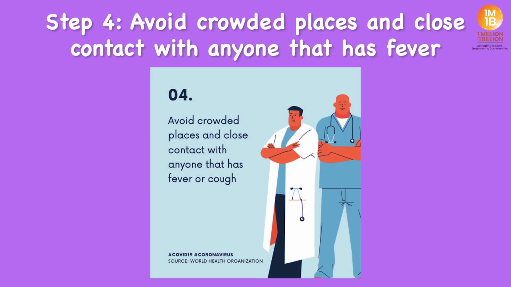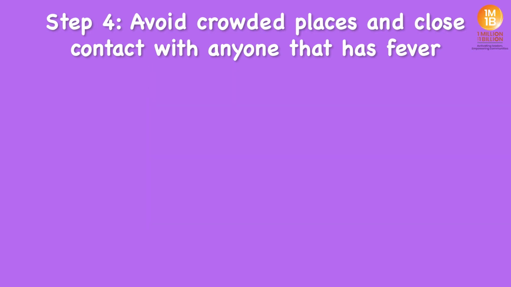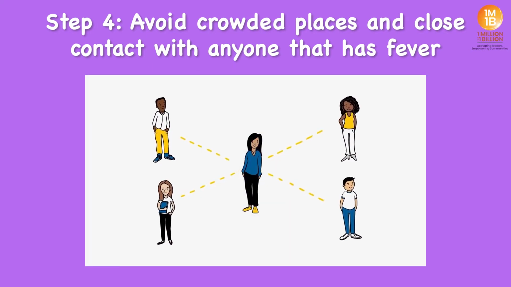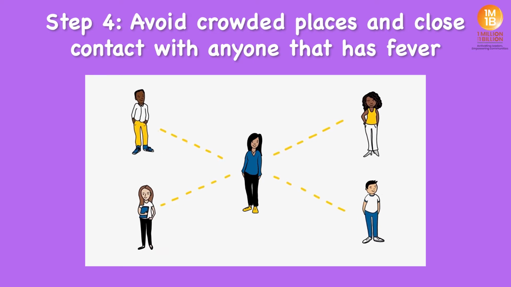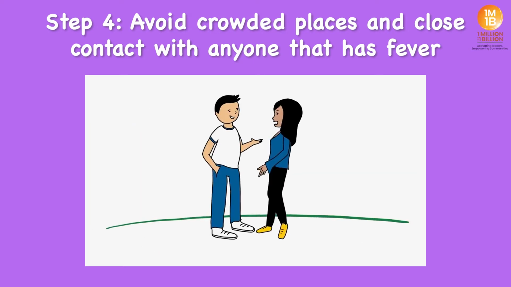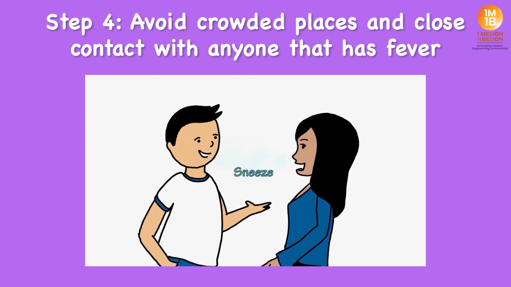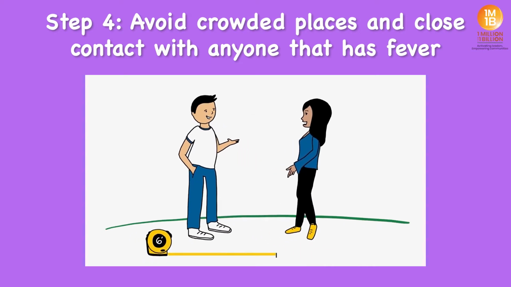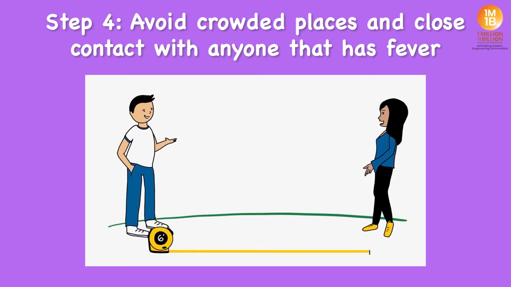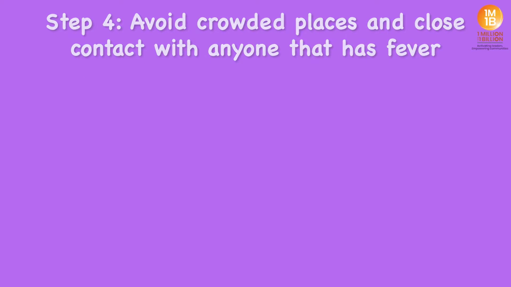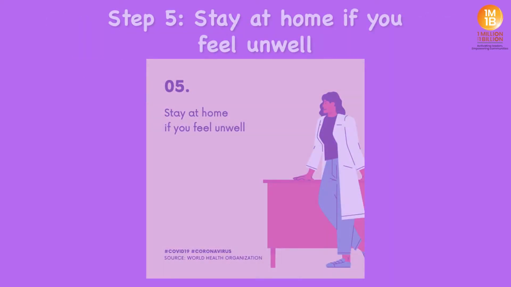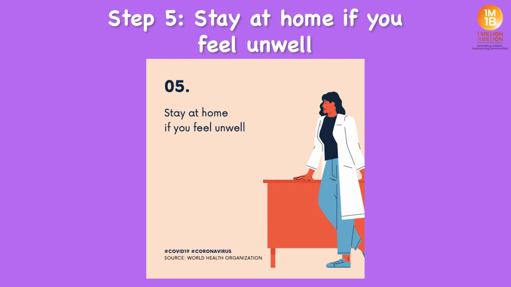Step number 4: Avoid crowded places and close contact with anyone that has fever or cough. It is important to avoid public places as you don't know who is coming from where, who is infected and who is not, whether or not they are maintaining hygiene. Virus spreads fast in crowded places. Wear masks and maintain 6 feet distance from everyone at all times in public. If you feel unwell, stay at home.